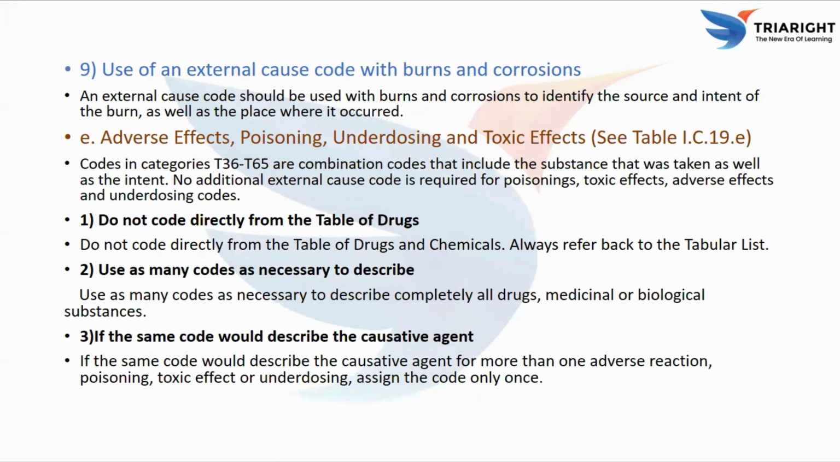For burns and corrosions, an external cause code should be used to identify the source of the burn, whether it is a fire, a hot liquid, a chemical, electricity, etc. And the intent of the burn, whether it is accidental, intentional or assault. And also the place of occurrence, whether it occurred at home, at a workplace, at school or on the road. So the burn code tells what injury, the external cause code tells how it happened. This is the difference between the burn codes and the external cause codes.